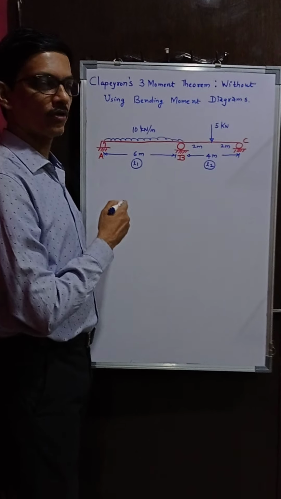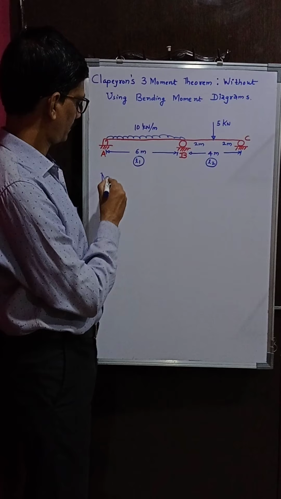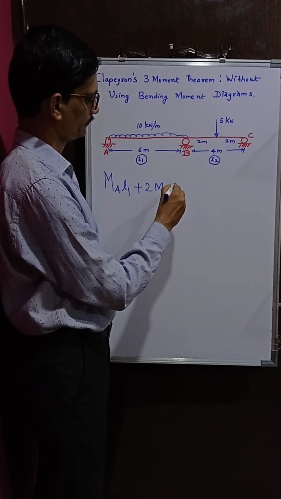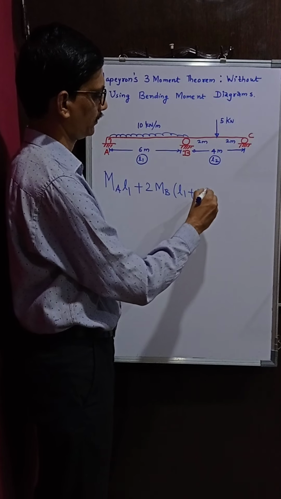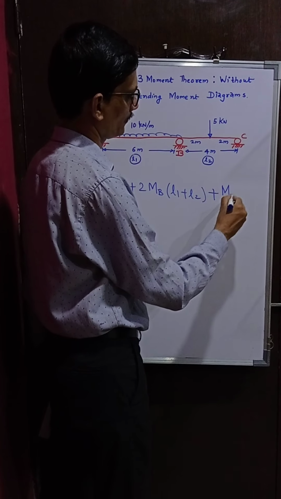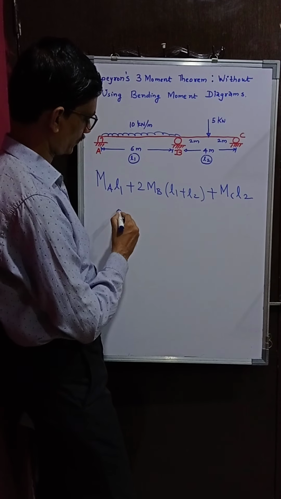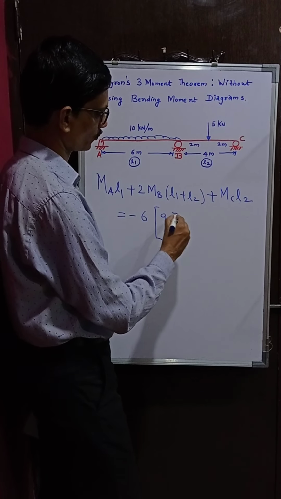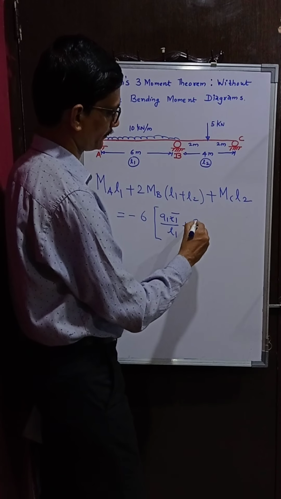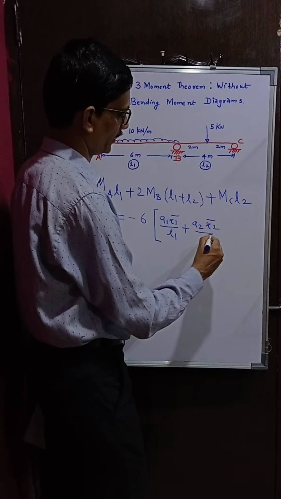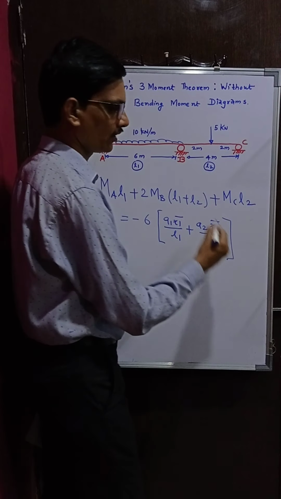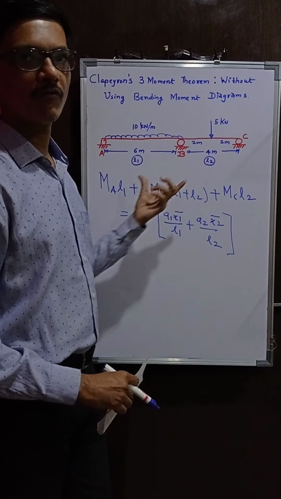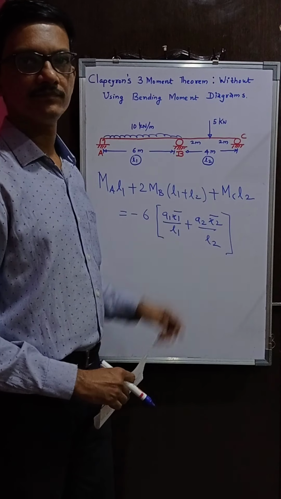Therefore, I will write Clapeyron's three-moment theorem as MA L1 plus 2MB (L1 plus L2) plus MC L2 is equal to minus 6 [A1 X1 bar by L1 plus A2 X2 bar by L2]. So this is Clapeyron's three-moment theorem for span AB, BC, or for a pair of spans AB and BC.